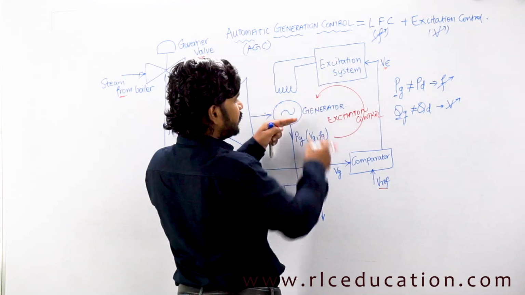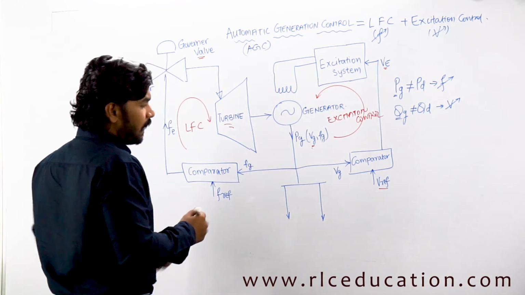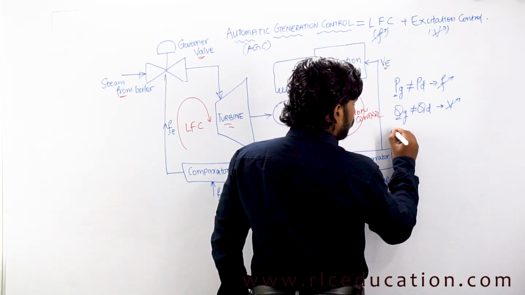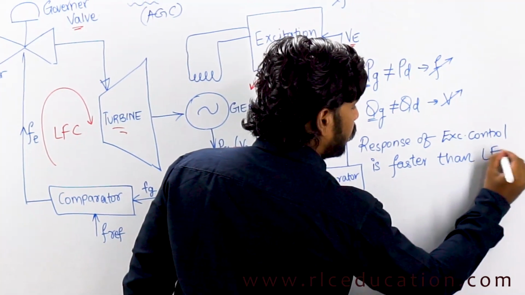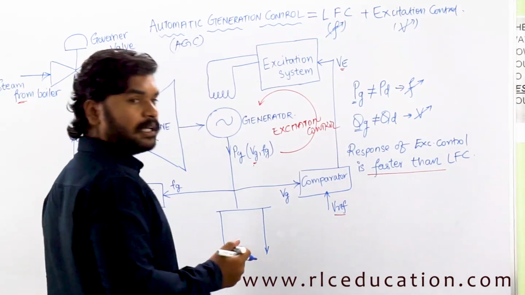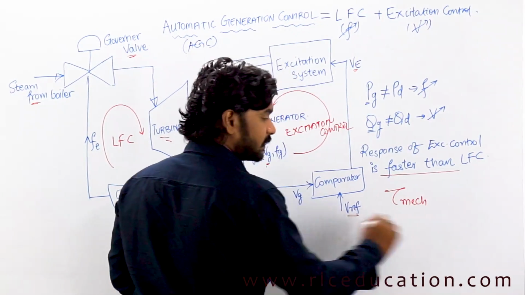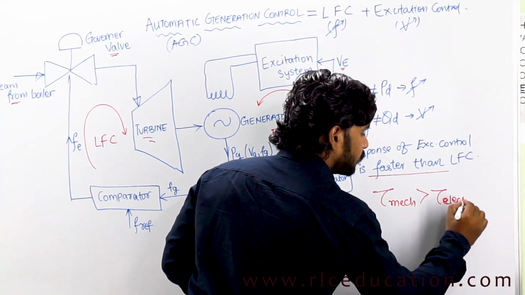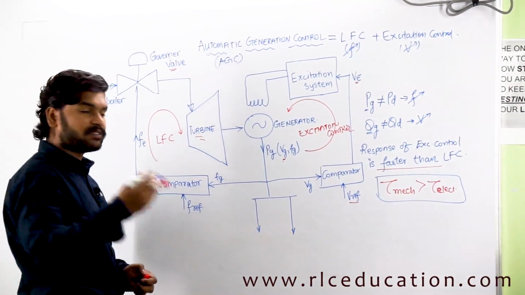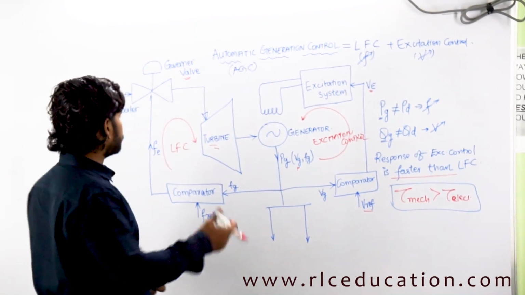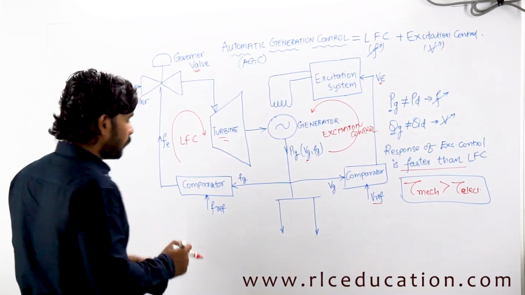Whereas in excitation control, there are simply some electronic circuits. So electrical time constants are always less than mechanical time constants. So I can write one conclusion over here: the response of excitation control is faster than load frequency control. Please note this important point, as this may be asked in theoretical MCQs. Why is it so? Because the time constant of mechanical systems is higher than the time constant of electrical systems. Therefore, excitation control response is much faster. It happens within seconds, whereas it takes a few minutes to tens of minutes for load frequency control to control or stabilize the frequency of the system.